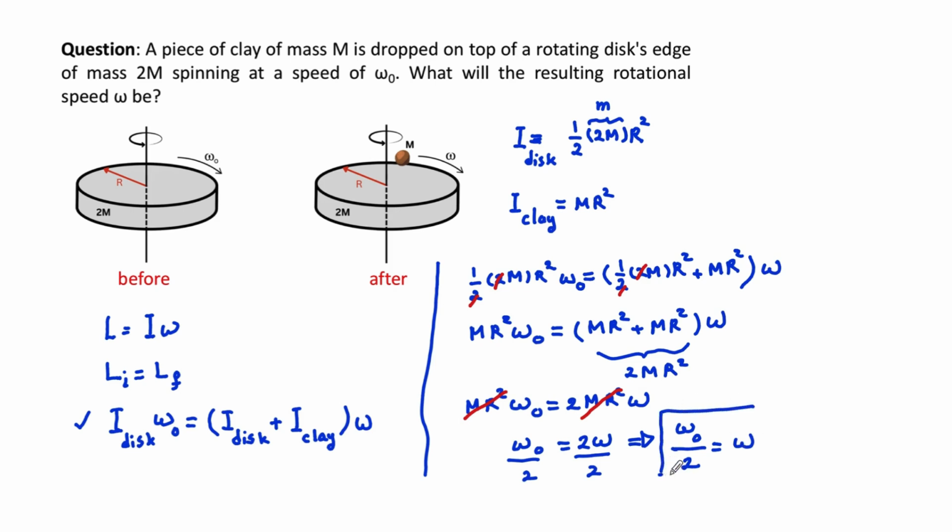So angular velocity after the clay drops on the edge of the disk becomes half compared to the initial angular velocity.